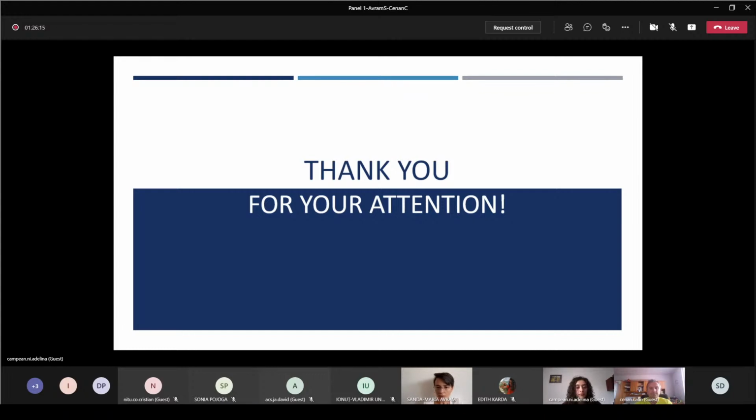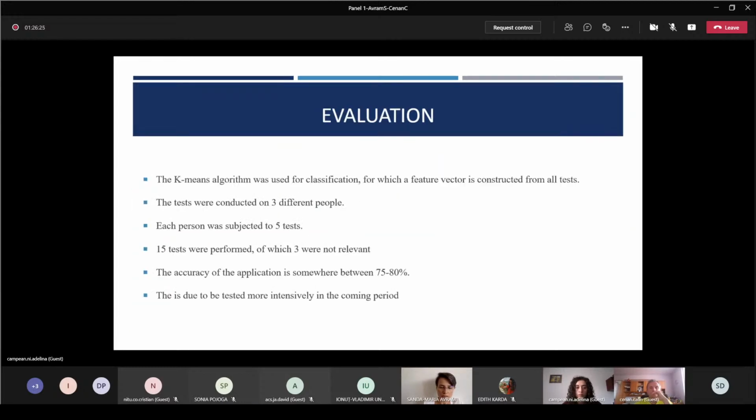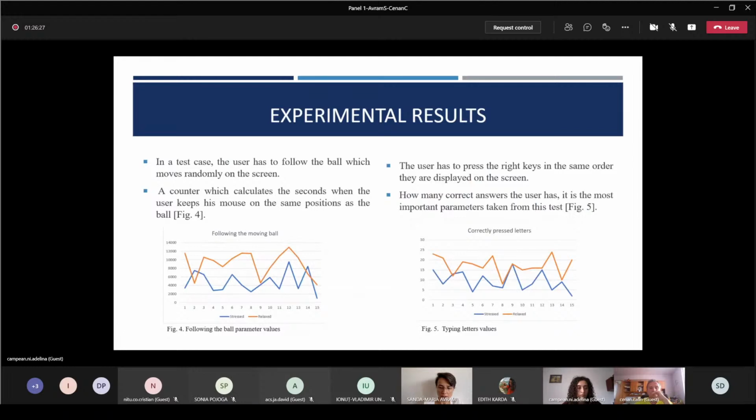Okay. And can you go back in your presentation to the slide where you showed figure 4 and figure 5? And maybe you can detail what we can see on the y-axis. On the y-axis are the values the user had. The number, in this case in figure 4, is a counter that calculates the seconds. And the y values represent the milliseconds of each value.